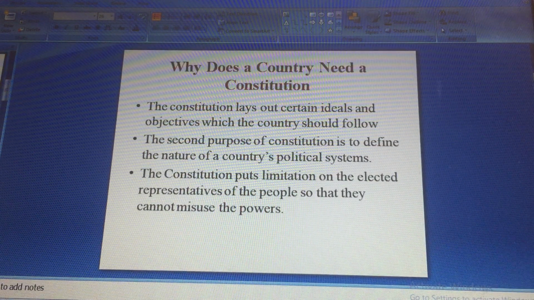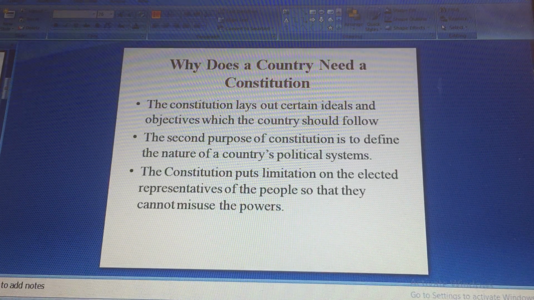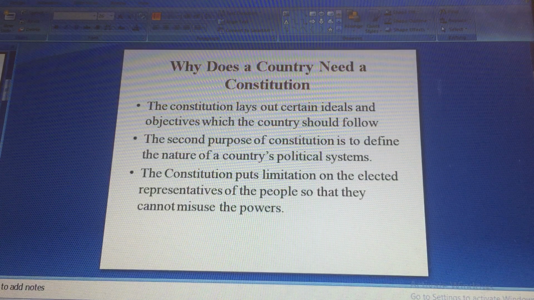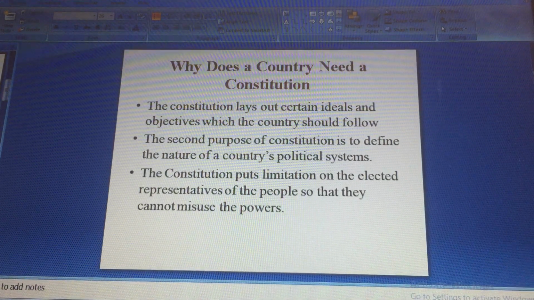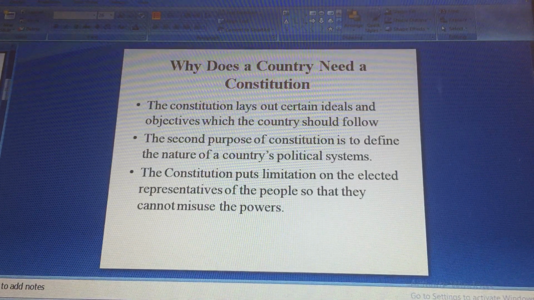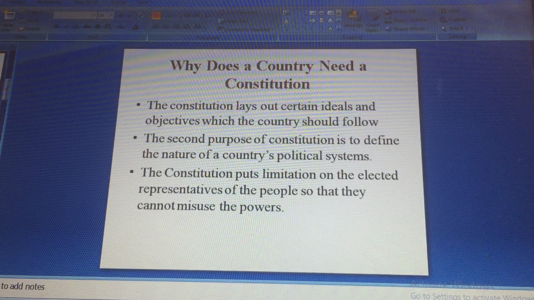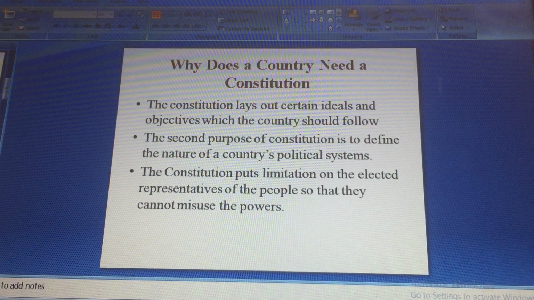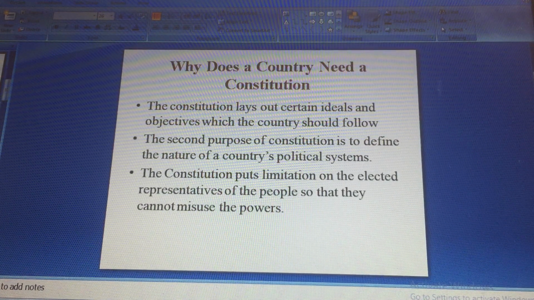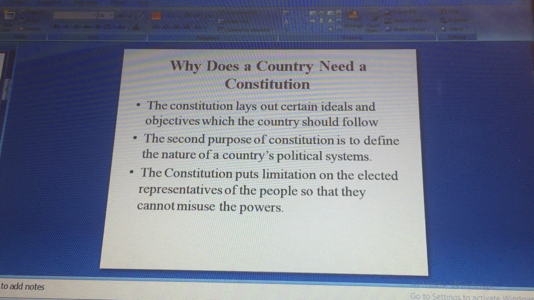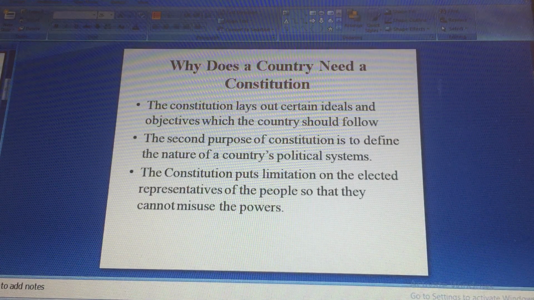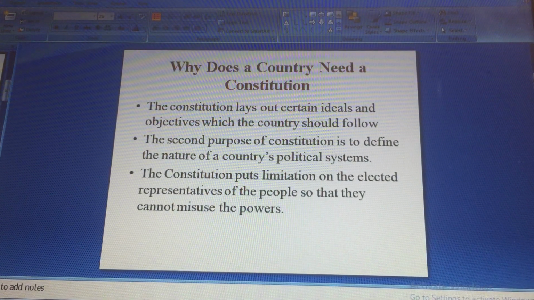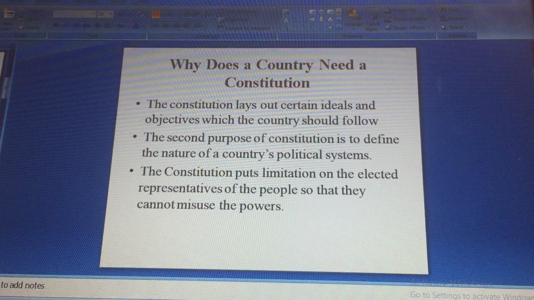Now, why does a country need a constitution? Yes, we are studying that the constitution should be there, but why? The constitution lays out certain ideals and objectives which a country should follow. Every country has its own ideals on which it will work and objectives which it will strive to provide to its countrymen. The second purpose of the constitution is to define the nature of the political system.